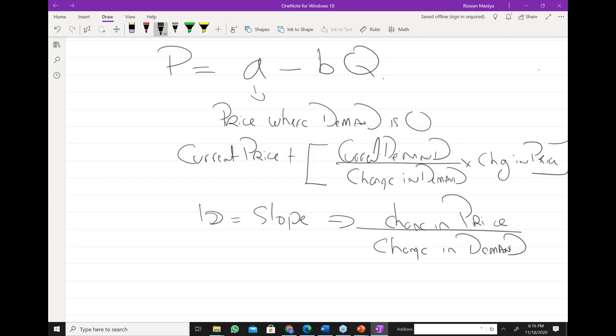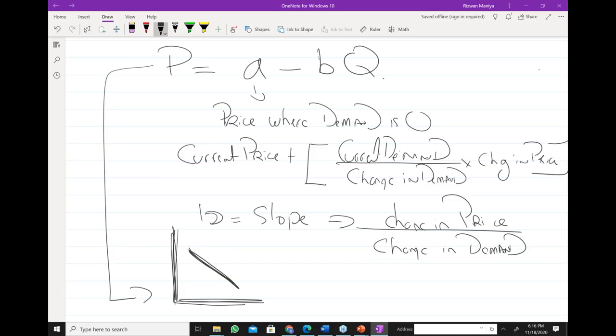Okay, so let me give you a quick idea that this demand function relates to this demand curve. This is the law of demand curve, which says that a change in price affects a change in demand. So price is here, demand is here, right? It's an inverse line if you can see here. So where is A? If I extend this line, this is the point where A is. Price where demand is 0.